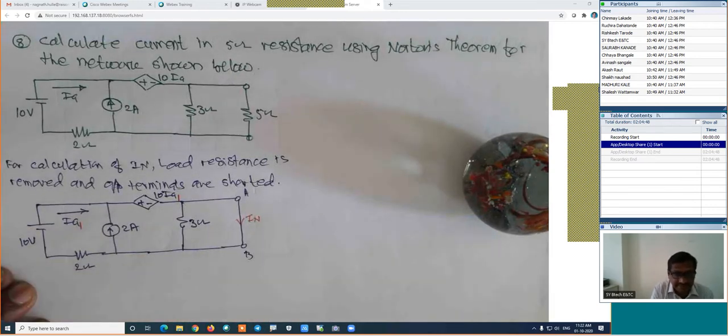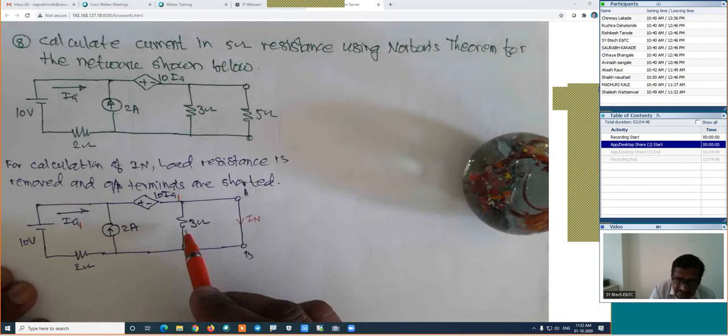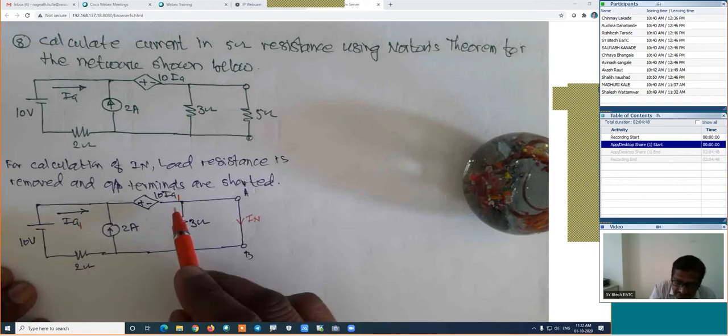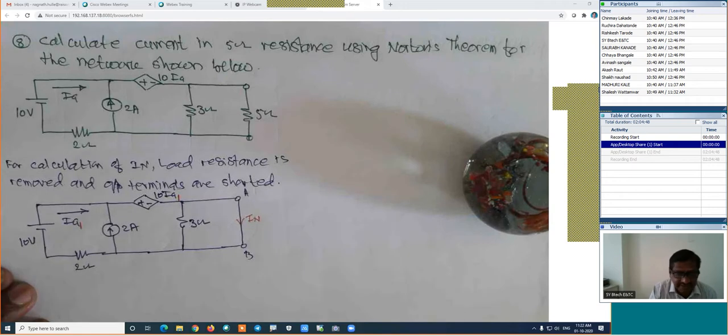Are you getting me? Here we are interested in the calculation of current in this branch, and whenever a short circuit is parallel to any branch, all current is flowing through this particular short circuit. The current flowing through this branch will be 0. That's why I am taking its parallel combination to simplify the figure.